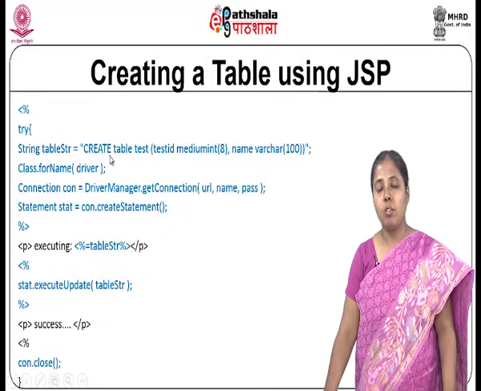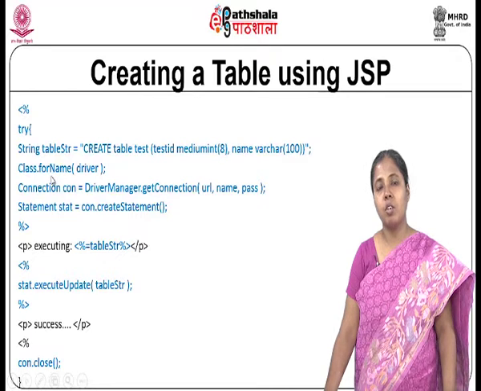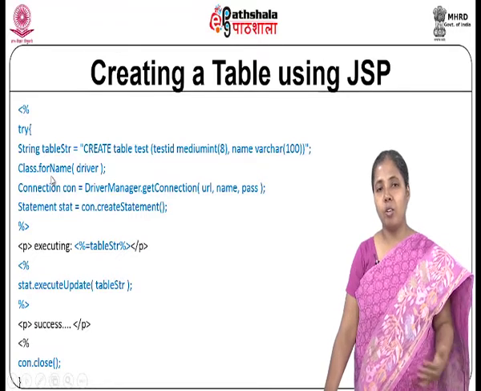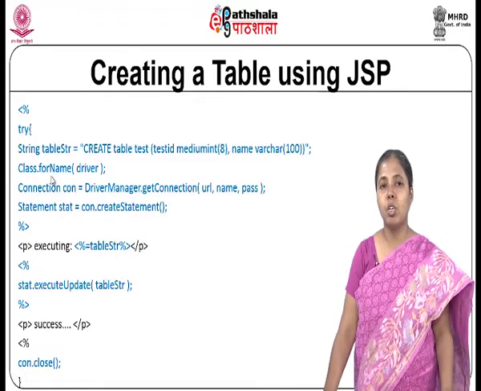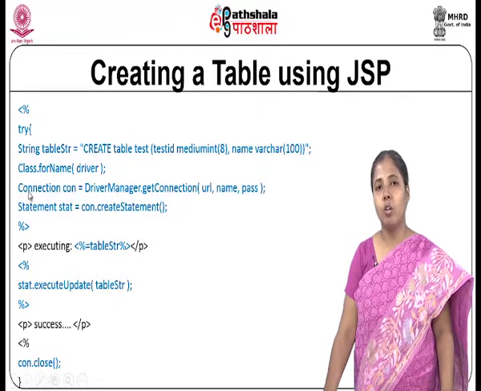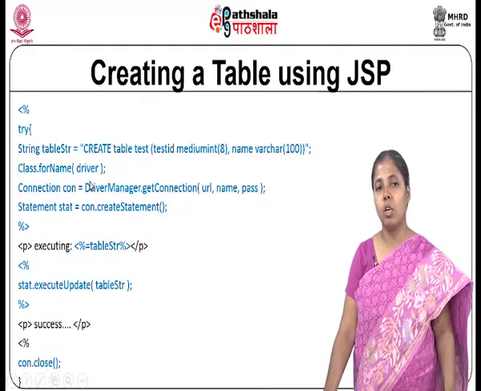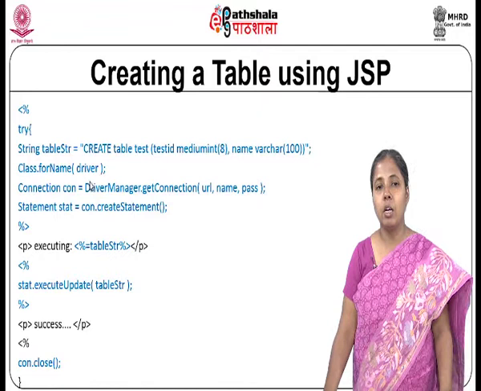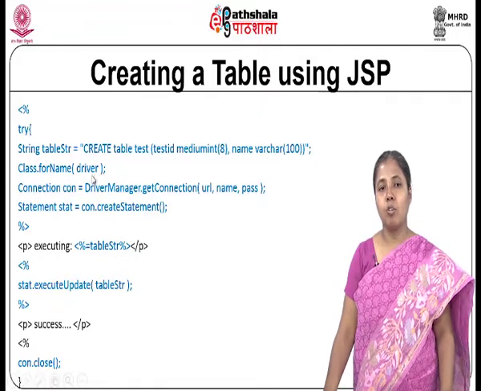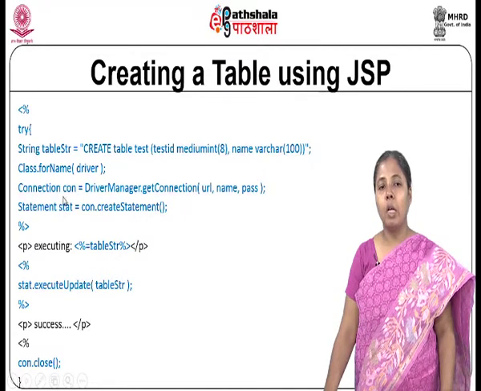Now, this is a string, we have not yet started executing the statement. The first step, as usual, to establish connection with JDBC, using JDBC you have to load the driver. So, you use Class.forName and then load the driver. The driver is actually a string that is declared earlier in the declaration tag. So, use the driver and then load the driver. And now create a connection object.